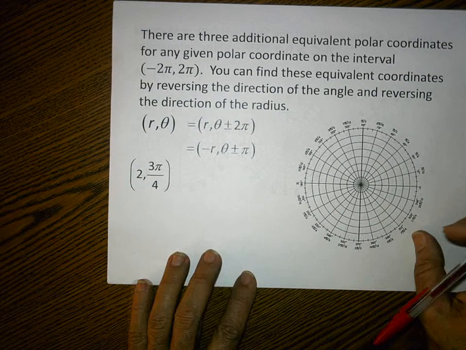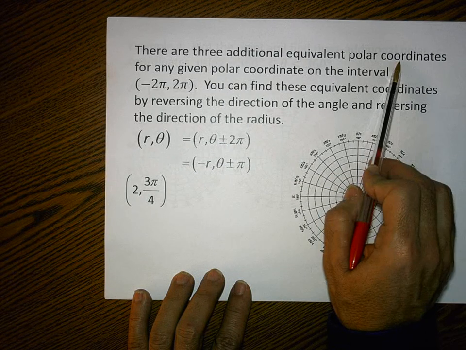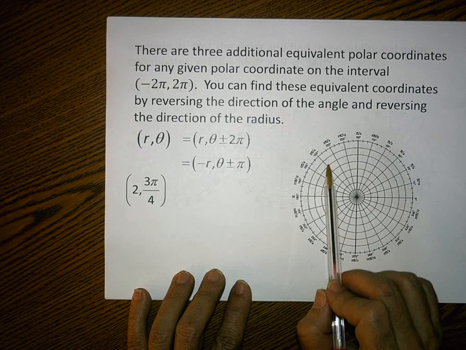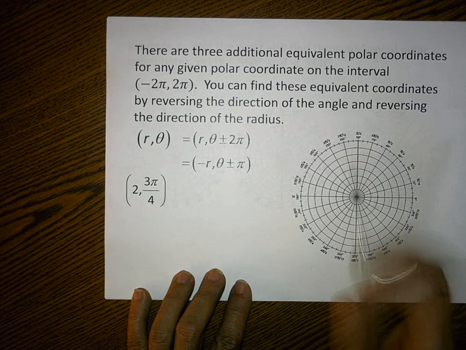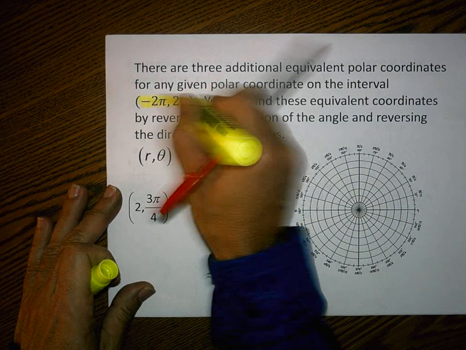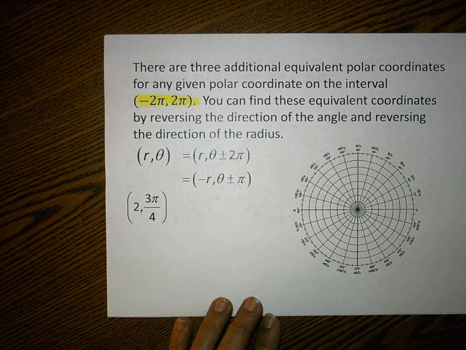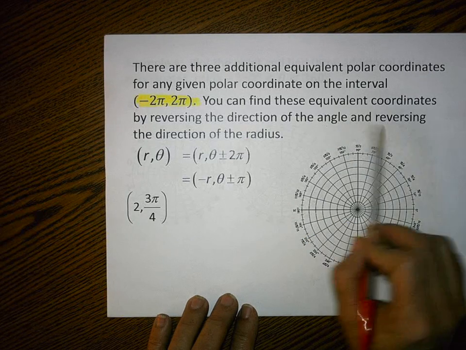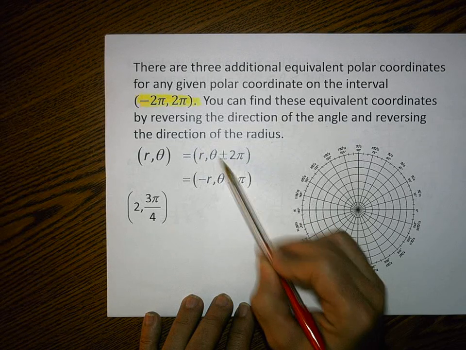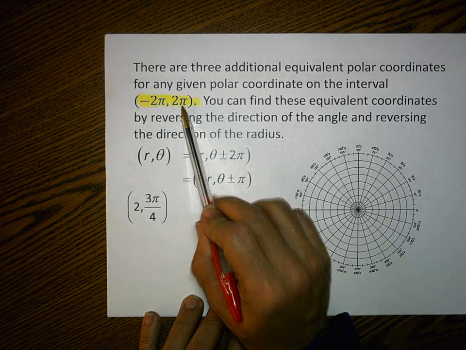Now, the last thing we need to learn for today in this short video is that there are 3 additional equivalent polar coordinates for any given polar coordinate. If you give me one polar coordinate, I can arrive at that same exact polar point in 3 different ways. However, you must stay between negative 2 pi and positive 2 pi. You cannot go greater than that. You can find these equivalent coordinates by reversing the direction of an angle and reversing the direction of the radius. So you can make a positive radius negative. You can rotate in a positive rotation or negative rotation as long as you don't go past 2 pi or past negative 2 pi.